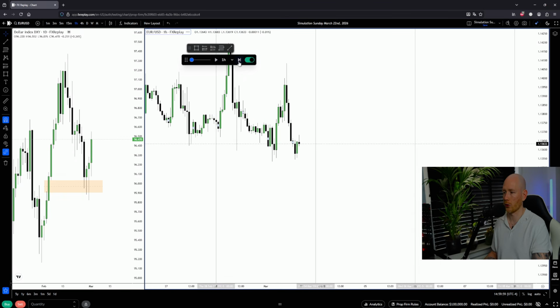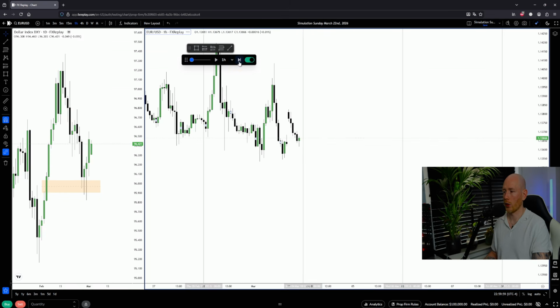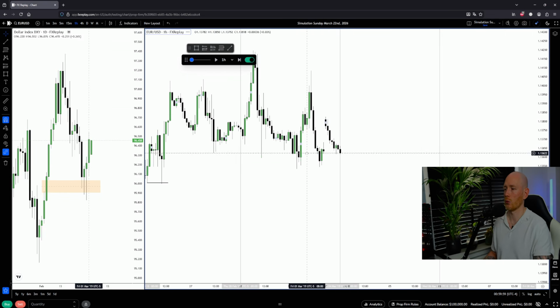Holy shit, this price action is abysmal. Next weekly candle. Okay, this entire week was just ass, and we're just gonna go to the next one.